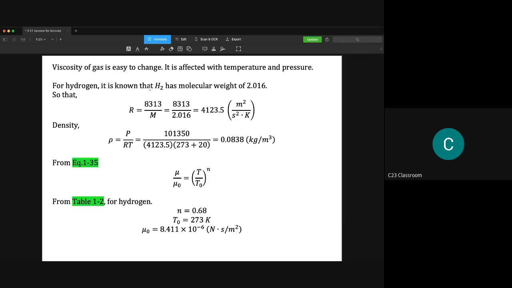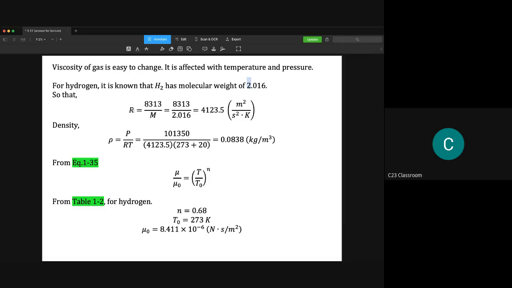For example, we have hydrogen here, and we know that hydrogen has its own molecular weight of 2.016. So it is okay for you to take it as 2. You know that gas is very sensitive. Just a few degrees Celsius of temperature change could expand the volume and so on and so forth, so it could create a totally different value. So for this Reynolds number, you might need to calculate like this.